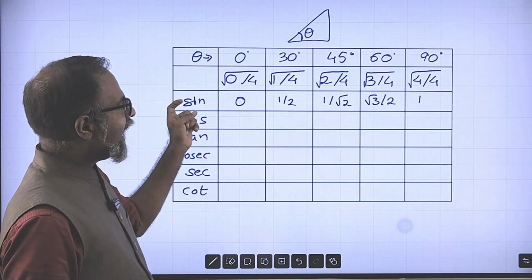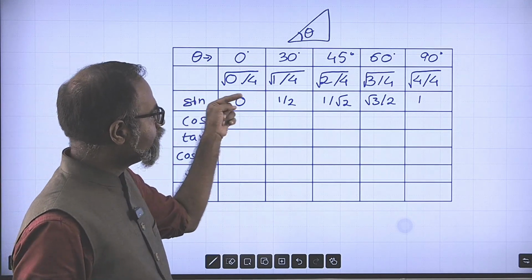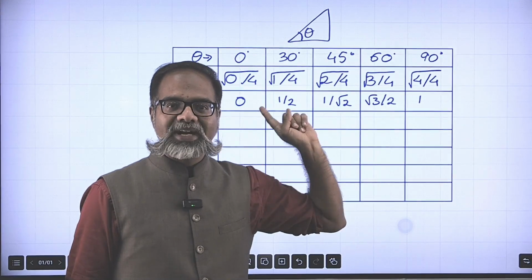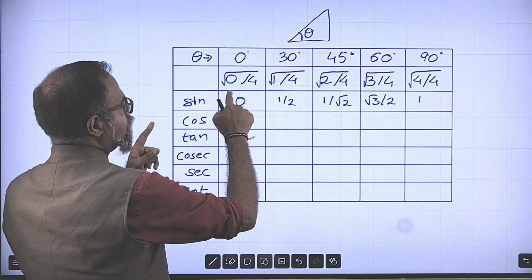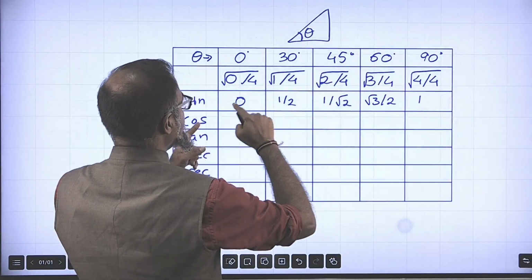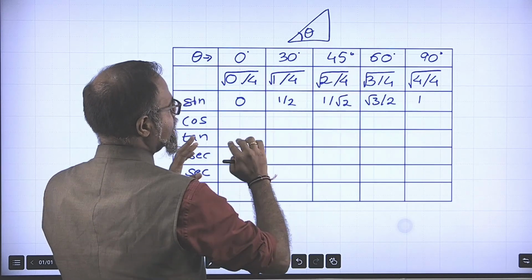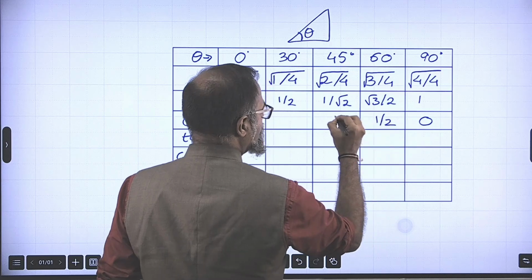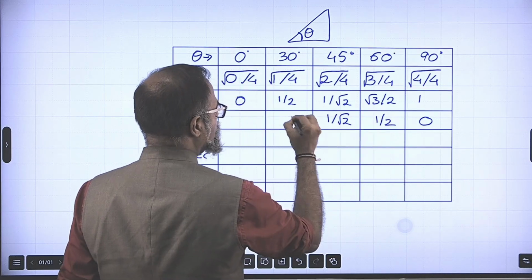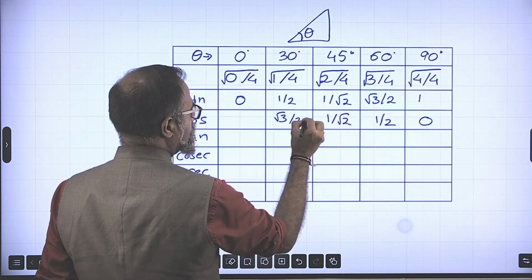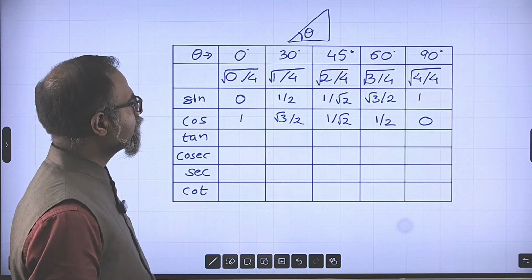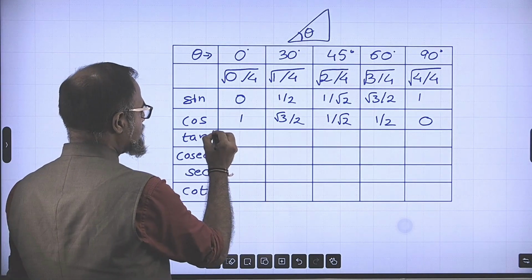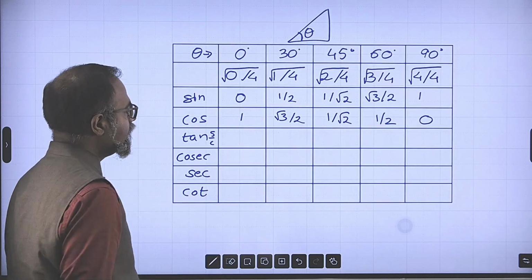Remember, the values of sine, they go from left to right. For cos, the exact same values go from right to left. So, for 0, the corresponding value is 90. For 30, 60, and 45 is itself. So now I can write 0, 1 upon 2, 1 upon root 2, root 3 upon 2, and 1. 2 values done.